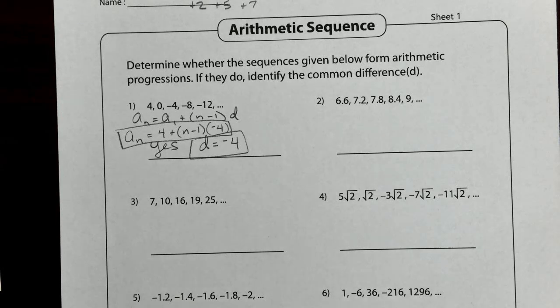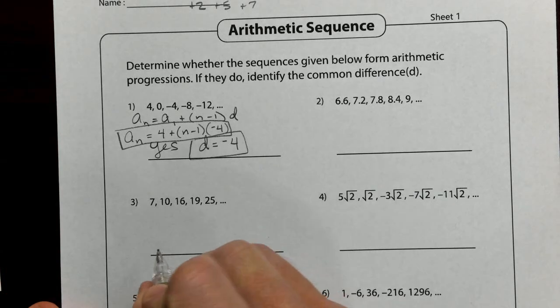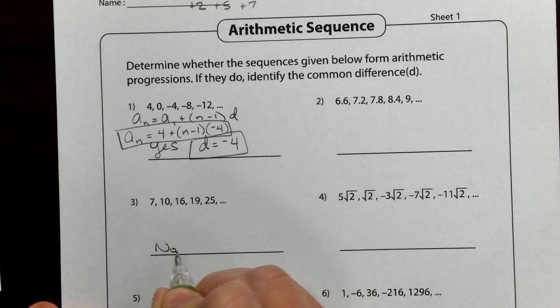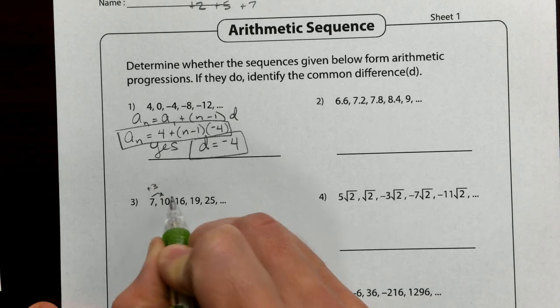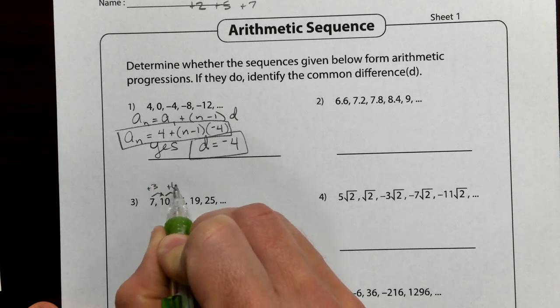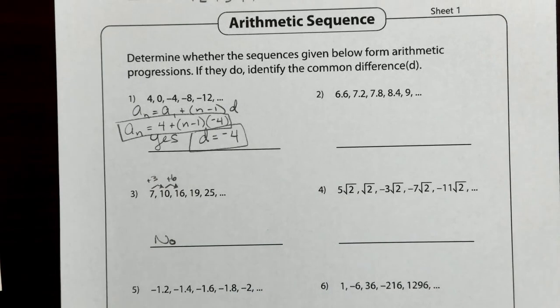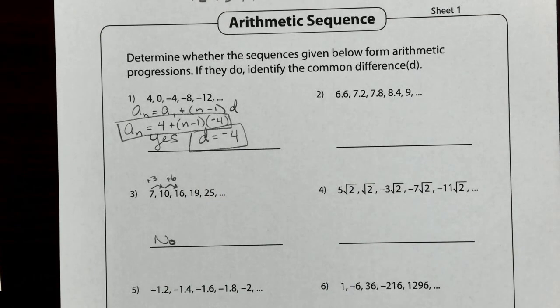All right, Taylor, help me out. Is number 3 a sequence or not? No. Okay. Why is it not a sequence? Because from 7 to 10 it goes plus 3, and then from 10 to 16 it's plus 6. So again, we don't have a common difference. If it's not adding the same thing every time, it is not an arithmetic sequence.